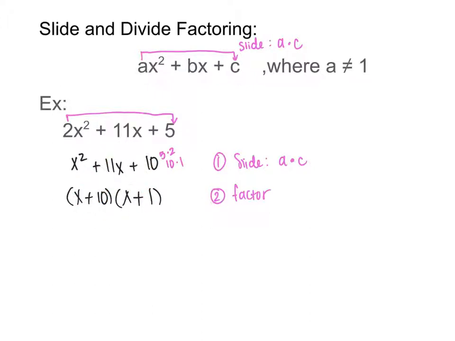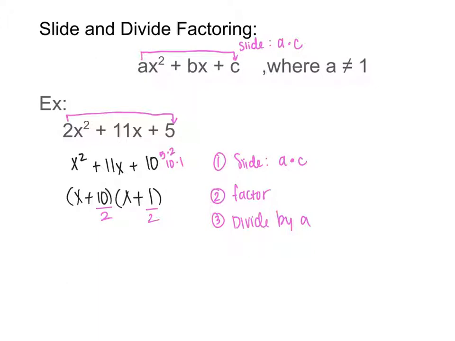So this works out. But here's the thing. You multiplied this 2 to the 5 in the very beginning, so we need to undo that so we can go back to our original equation. So as my third step, I'm going to divide. Hence the name, slide and divide. So we're going to divide by a, whatever number you multiplied in the beginning. Our a here is 2, so you're going to divide by 2 to both of the factors.